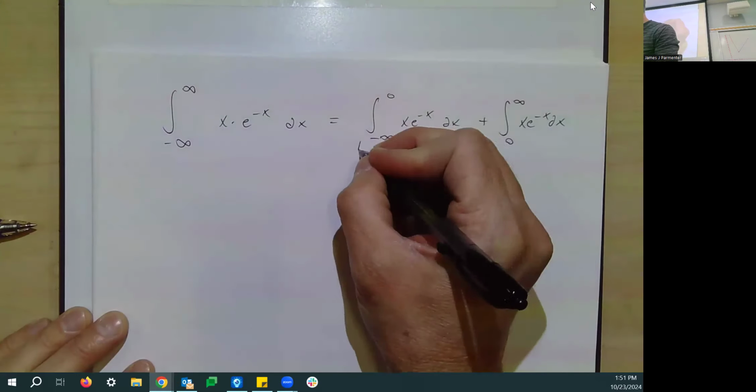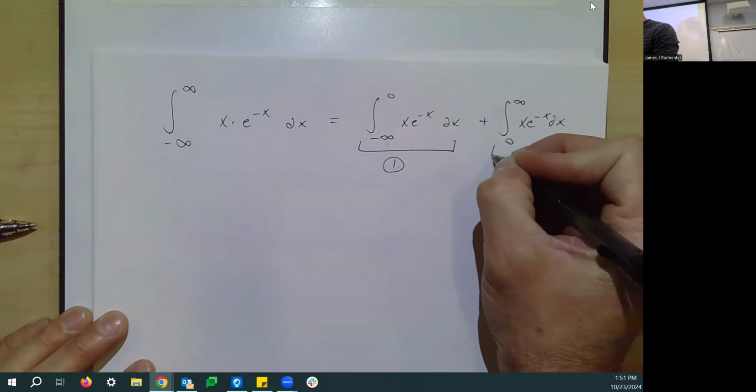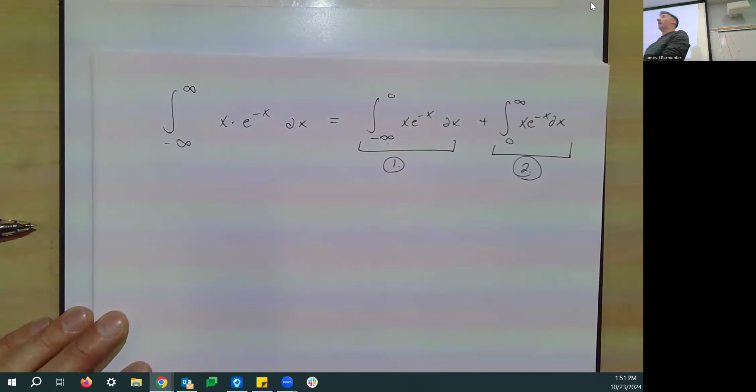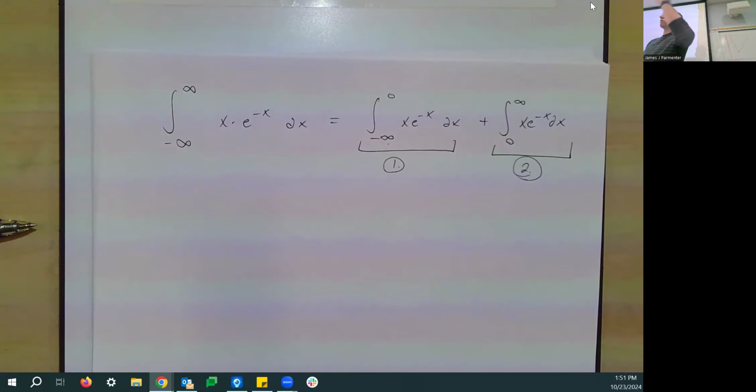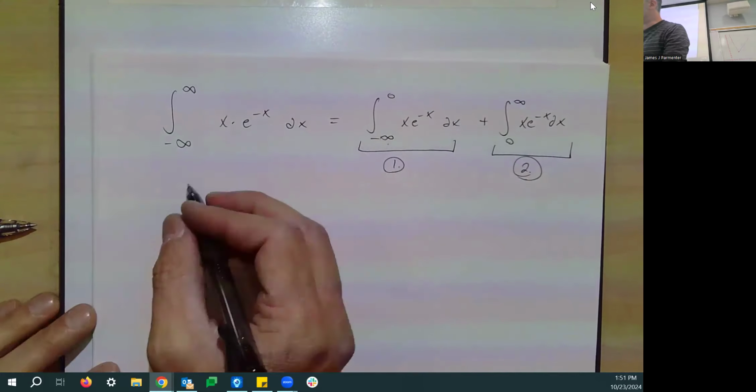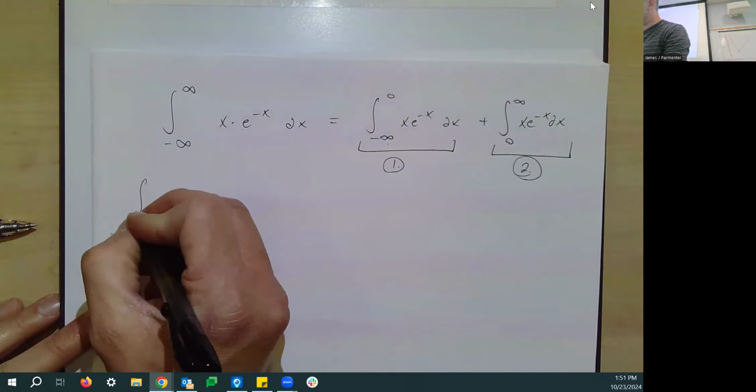So let's look at this one first. And if we have to, we'll look at this one second. I would highly recommend doing this before you just jump in. You're going to save yourself some work if you think you've identified the one that might diverge first. So looking at that one, I'm going to write it out again.